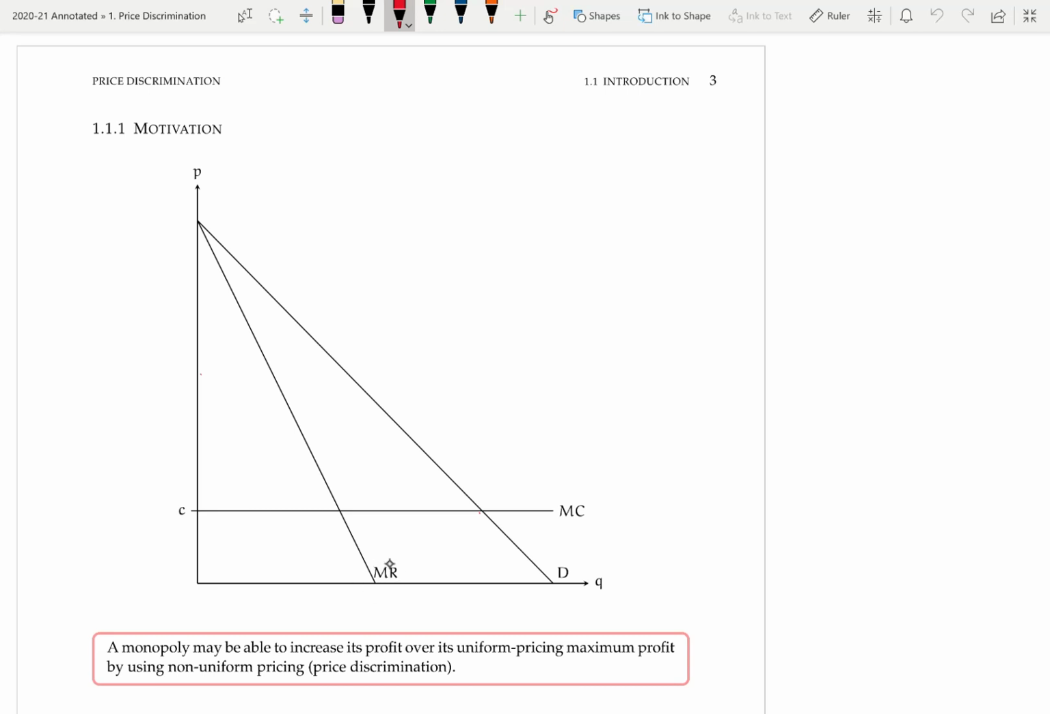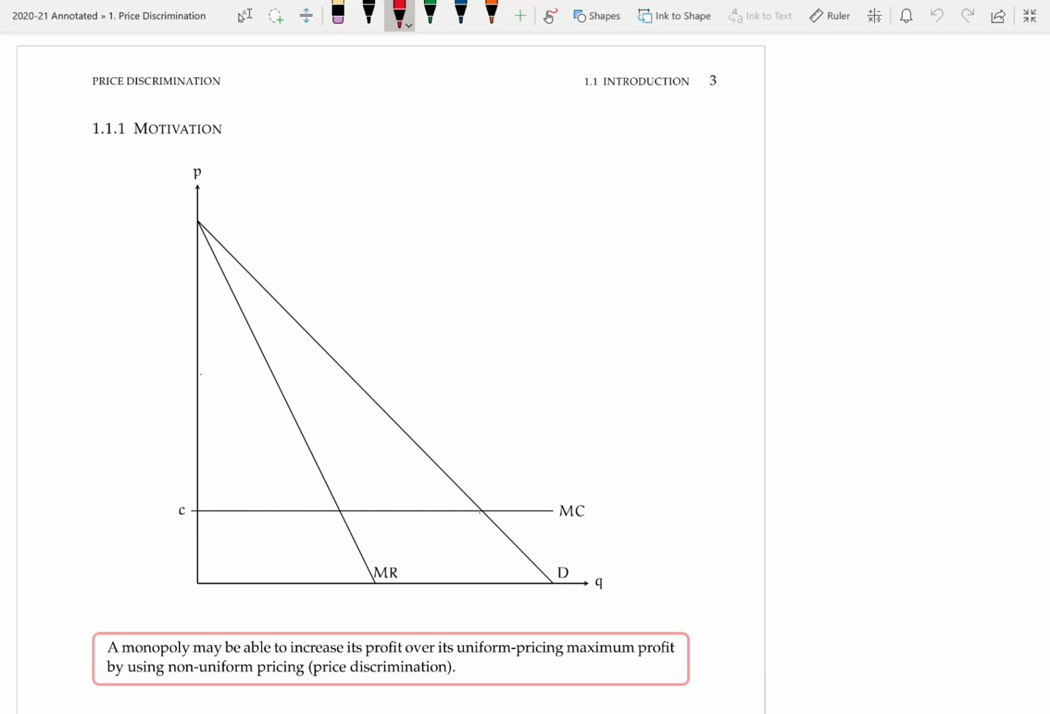Because the marginal revenue is twice the slope of the demand curve, this intercept here is halfway between the intercept of the demand curve and 0. Now let's start by looking at what price and quantity the monopoly would choose to maximize its profit if it priced uniformly. That is, if every unit it sells sold for the same price, regardless of who bought it and how many units they purchased.